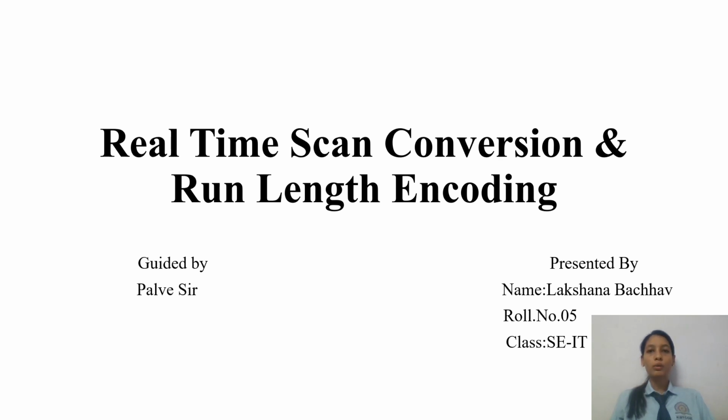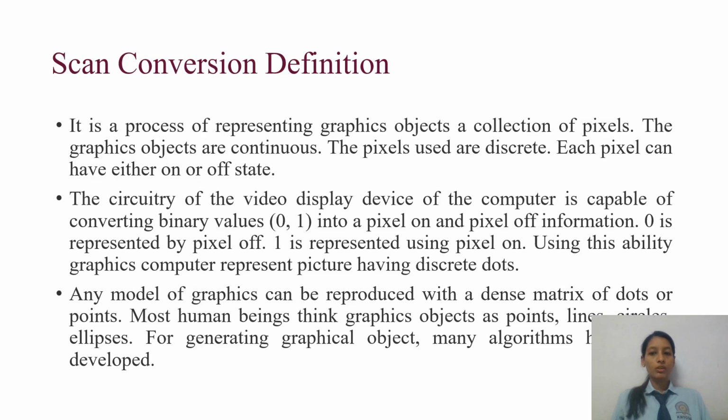My topic for presentation is real-time scan conversion and run length encoding. Let's begin. Scan line conversion definition. It is the process of representing the graphics object as a collection of pixels. The graphics objects are continuous. The pixels used are discrete.